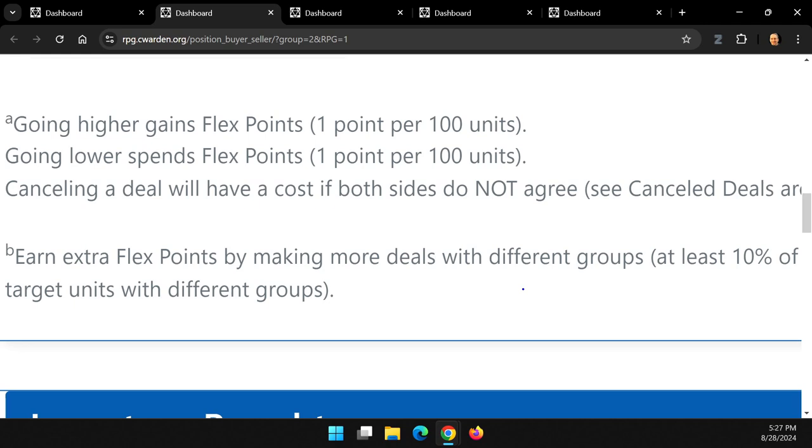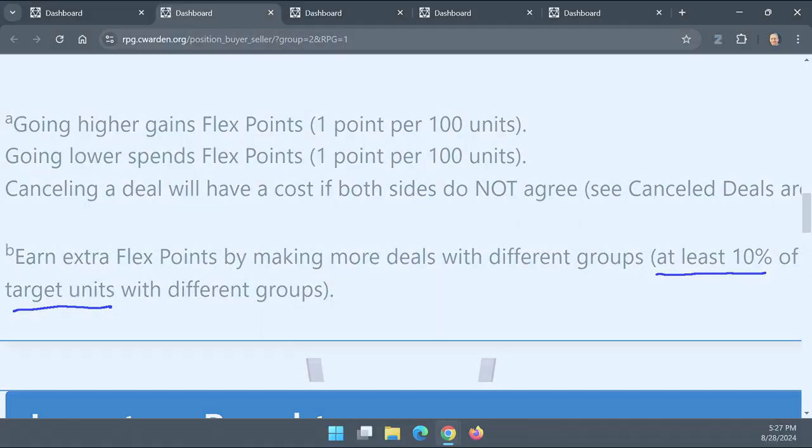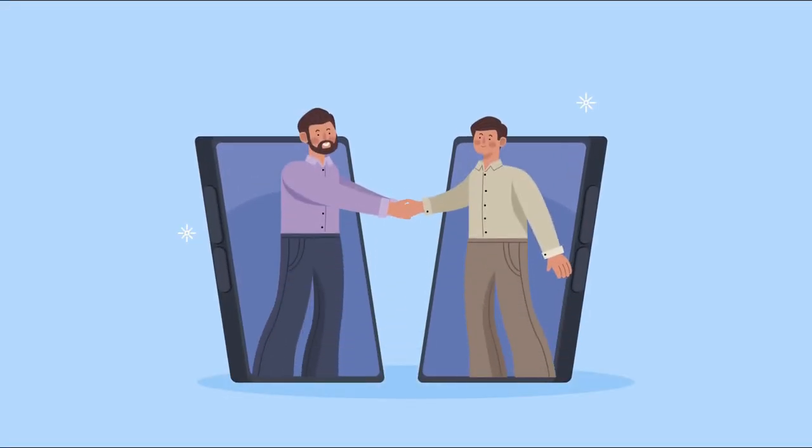The rule is that you must make a deal that's at least 10% of your target units. In other words, you cannot make a tiny deal. You cannot just sell one unit. That's not enough to count for a relationship. So to count, you need to make it more than 10% of the target.